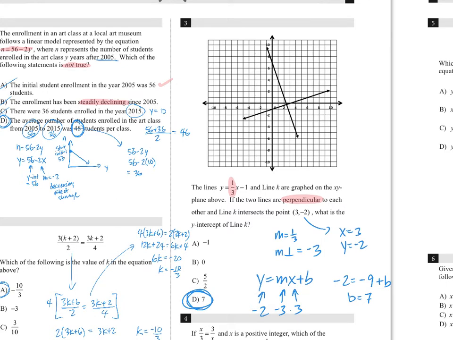Now, if they asked us for the equation of the perpendicular line, of course, we would just rewrite it with the m and that b and leave the x and the y as variables. So y equals -3x plus 7 would have been the equation of the perpendicular line.